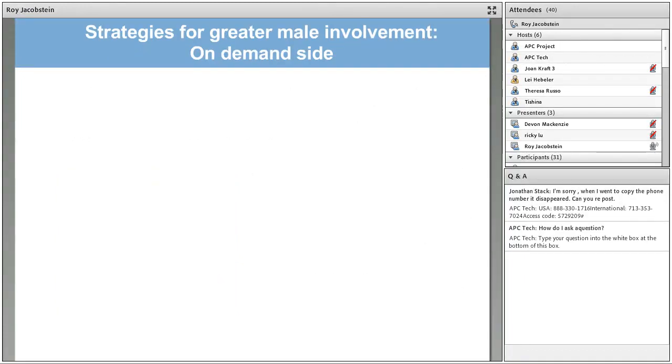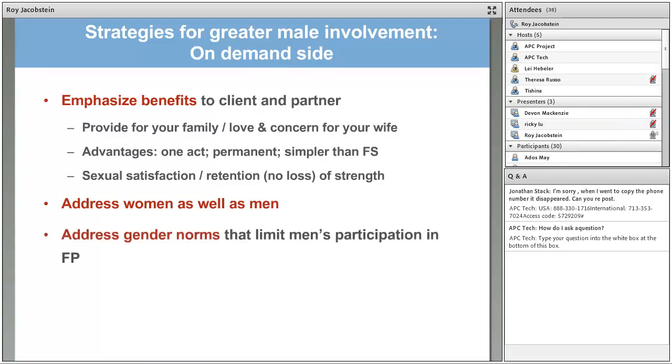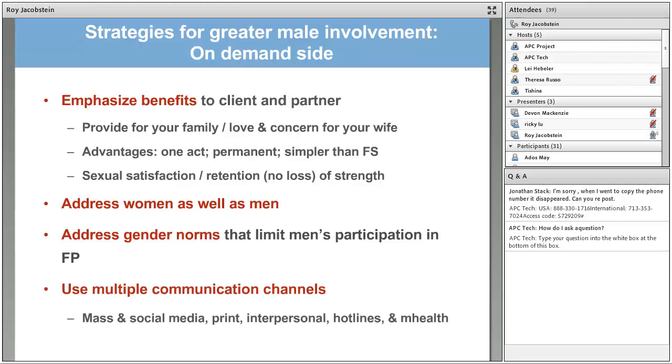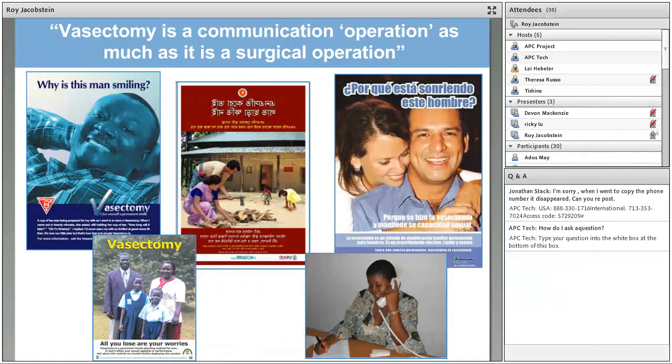Lynn is later going to talk more about demand, but when we think about demand, it's important to emphasize the benefits to both the client and the partner. We want to address women as well as men. They are part of the decision often. We want to address the gender norms that limit men's participation in family planning. We want to use multiple communication channels, and we want to use and feature champion providers and satisfied clients. These are some posters from an effort a few years back under the Acquire and Respond project in Ghana, Honduras, and Bangladesh that reflect some of those principles that I was talking about.